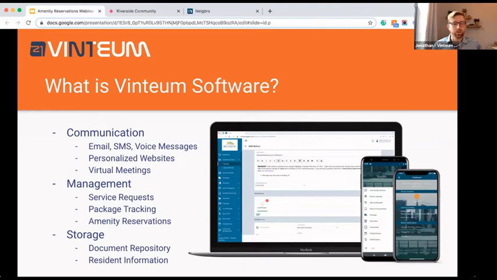We'll run through that here in a little bit. We actually just launched another tool for virtual meetings last month, which we're really excited about. We've partnered with Zoom, so it's going to be a familiar layout. But we've got all that communication piece in one centralized area, which is really nice.